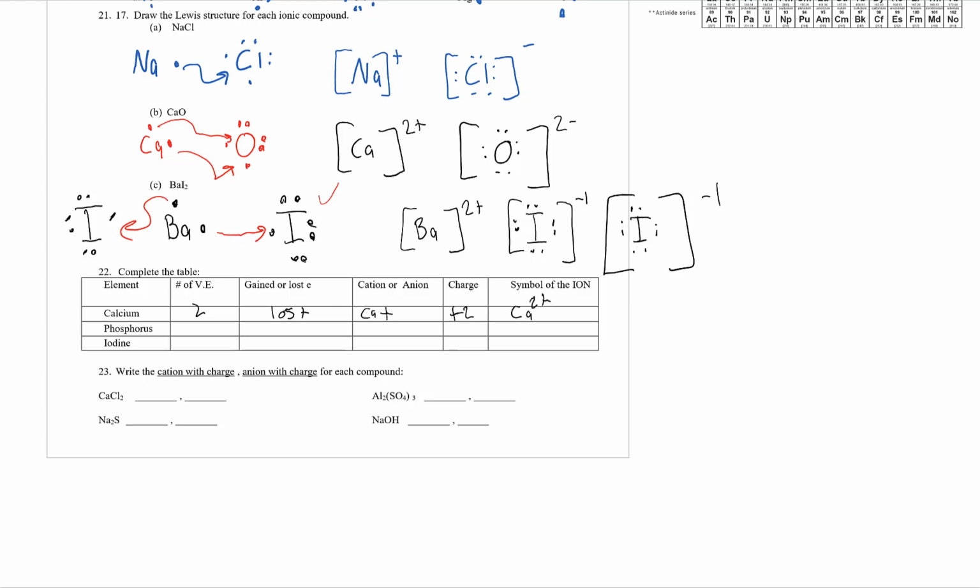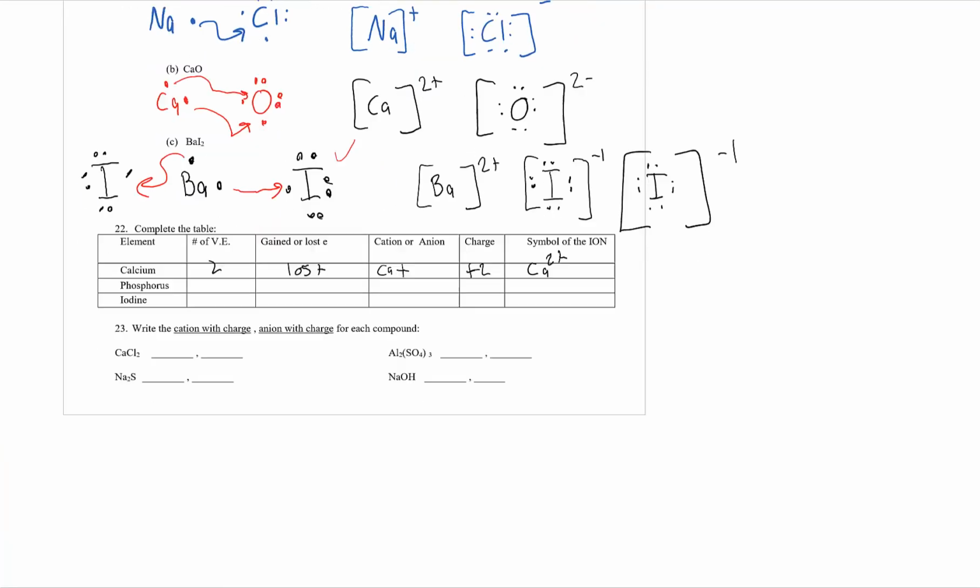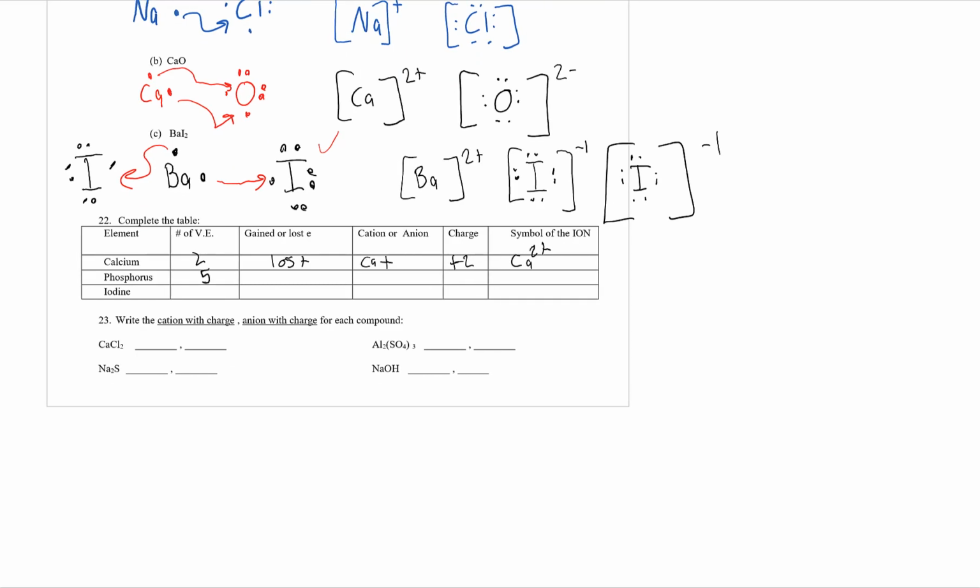Phosphorus. We didn't actually do that. Okay, so phosphorus is right here. It's got 5 valence electrons, and it's going to end up being minus 3. So 5 valence electrons. It gains some to get to 8, so that means it's an anion. Its charge is going to be minus 3, and its symbol is P3-.